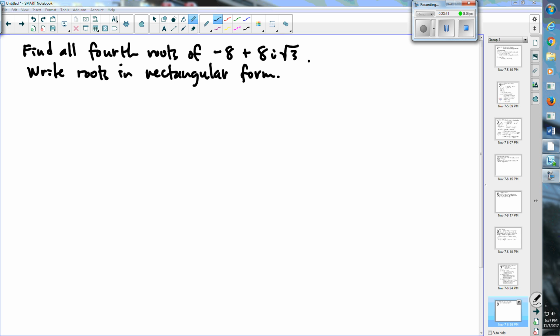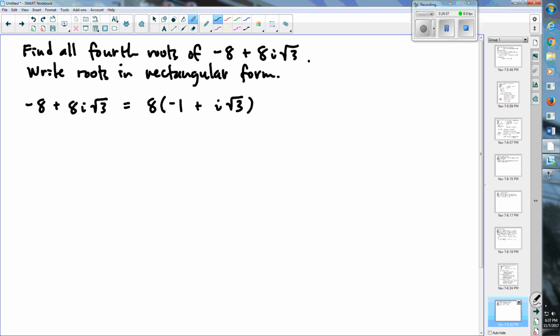All right, in this example, we want to find all 4th roots of -8 plus 8I root 3. And we want to write the roots in rectangular form. So let's start with -8 plus 8I root 3, and write this as, let's see, we'll factor out an 8. And we're left with -1 plus I root 3.